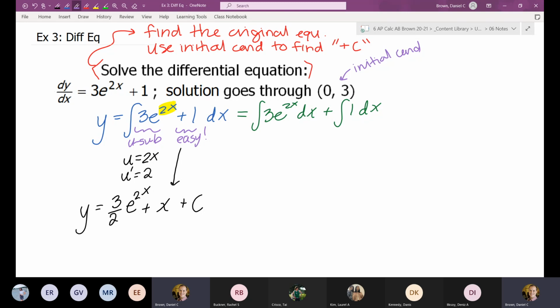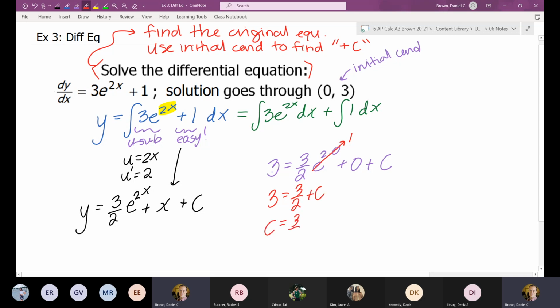So we're using our initial condition. It says it's going through (0, 3). So when y is 3, we know that x is 0. We're going to plug that in. It looks messy, but 2 times 0 is just 0. e to the 0th power is just 1. So all that's really just 1. So I get 3 is equal to 3/2 plus c. Well, 3 minus 3/2 is 3/2. 3 minus 1.5 is 1.5.